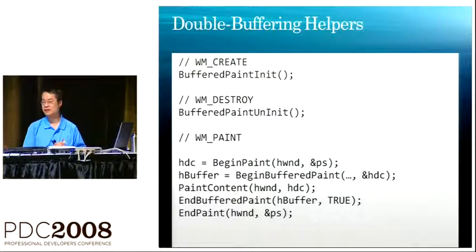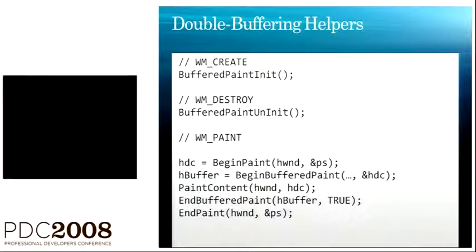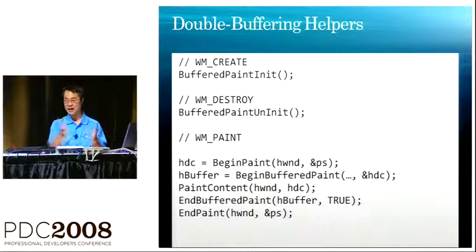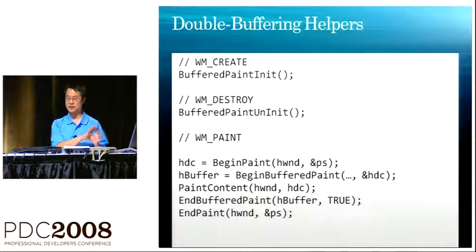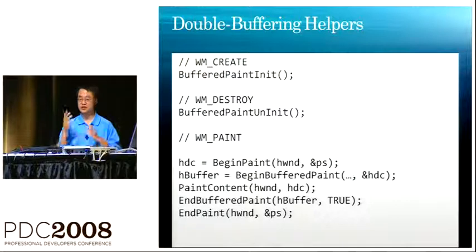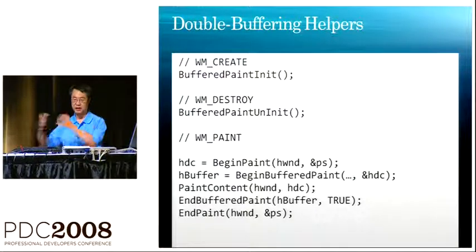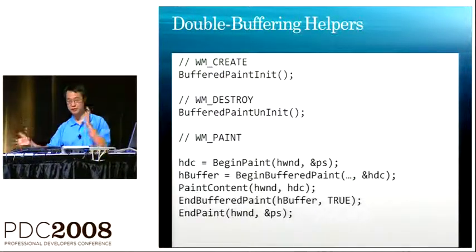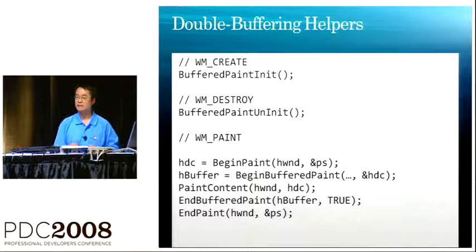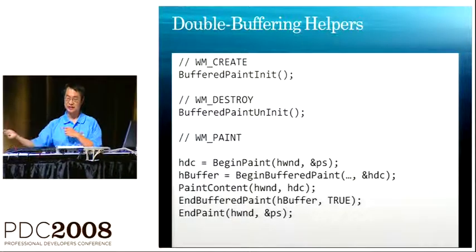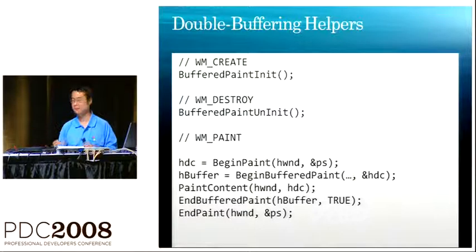One of the advantages of the double buffering helper functions is that they maintain a cache of off-screen bitmaps that can be used for rendering. This saves the trouble of having to go down to GDI and allocate a buffer, which in principle can be relatively large or not. And so it saves the trouble of going down and creating and destroying these bitmaps all the time.